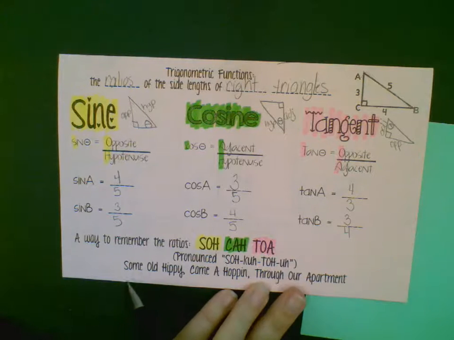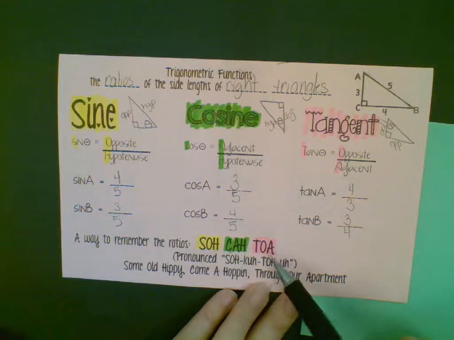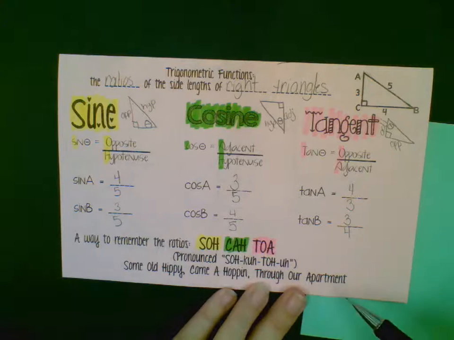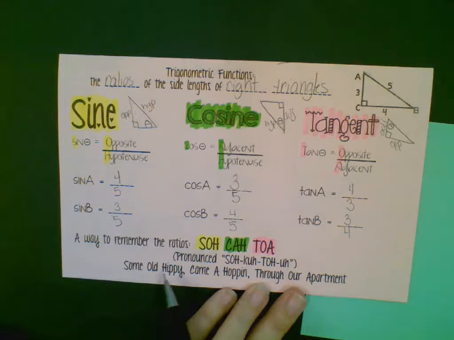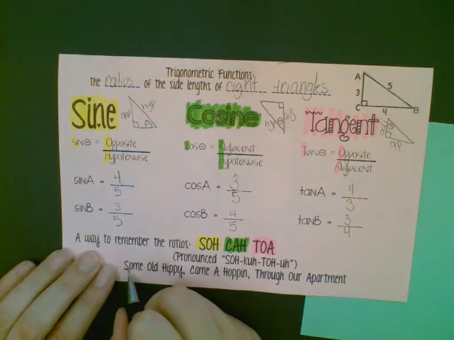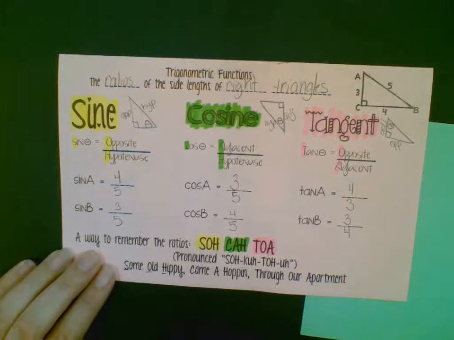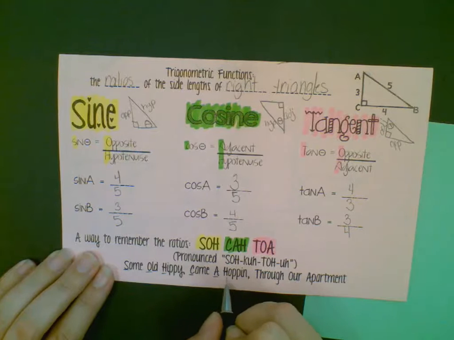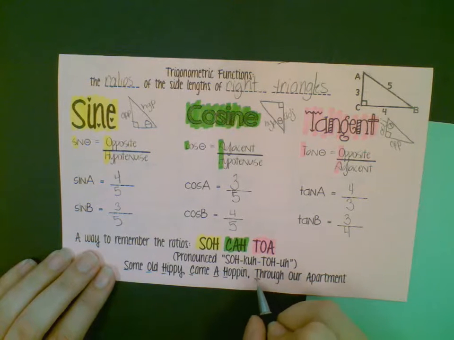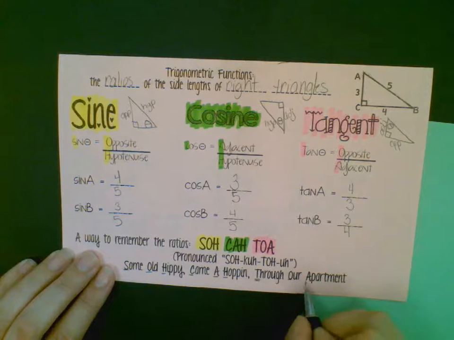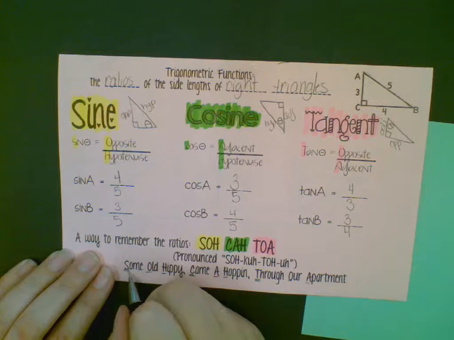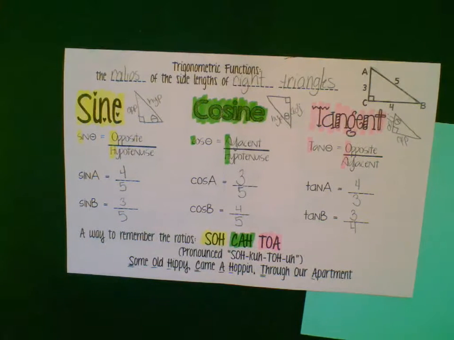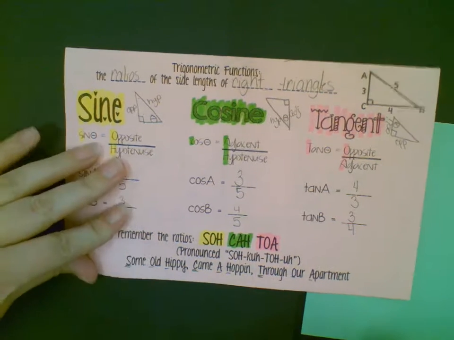Another thing, if you needed to come up with ways to remember the letters, if you can't remember the spelling for that, is this saying, some old hippie came a-hopping through our apartment. So that would be sine is opposite over hypotenuse, cosine is adjacent over hypotenuse, and tangent is opposite over adjacent. So those are just two different ways to help you remember which side ratios go with which trig function. So let's use those side ratios to help us find sides of triangles.